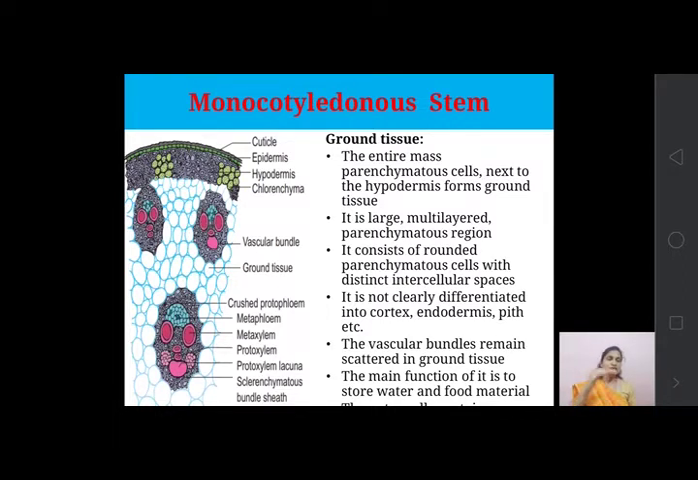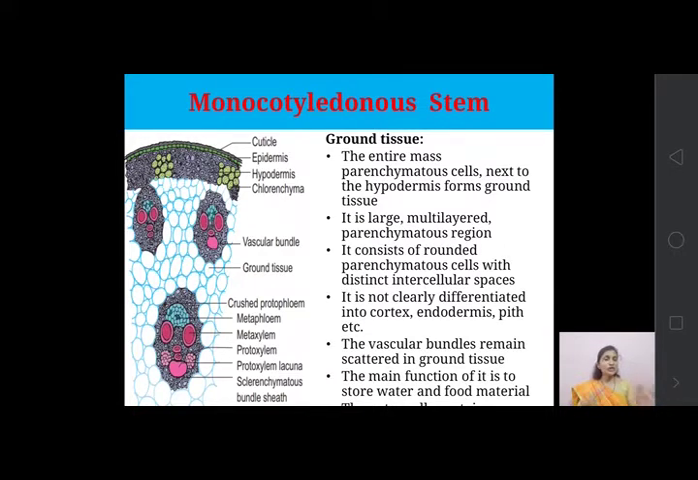So this is about the ground tissue, which is somewhat different from the other types of internal structure, because they don't show any differentiation, where this part is cortex and it ends with the endodermis, and then below the endodermis there is the stele region which starts with the pericycle. So all these things are absent.